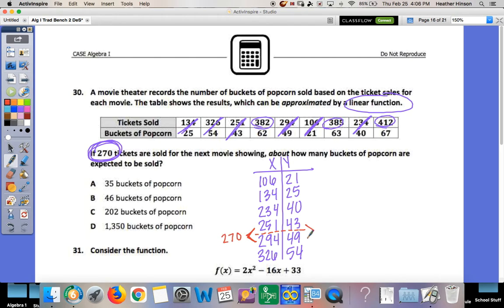So how many buckets would we have? We would have between 43 and 49. So which one of our numbers is between 43 and 49? Right, B, 46. So that's approximately how much we would have. Just put them in order and estimate.